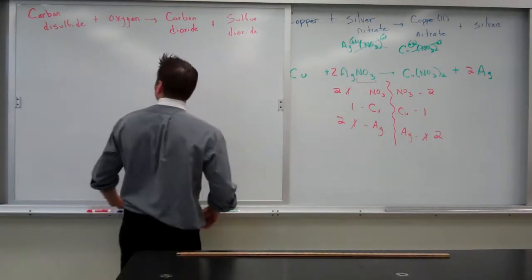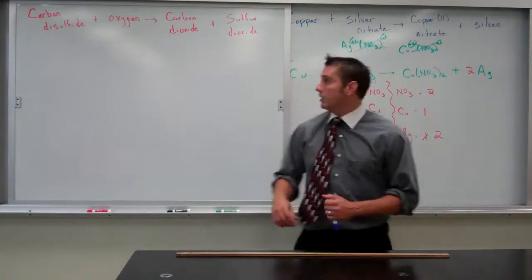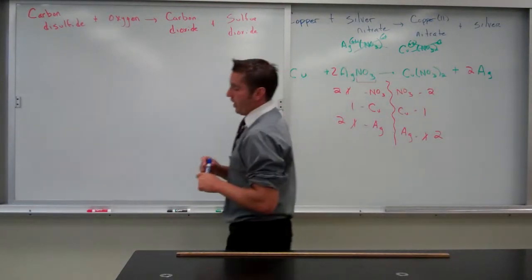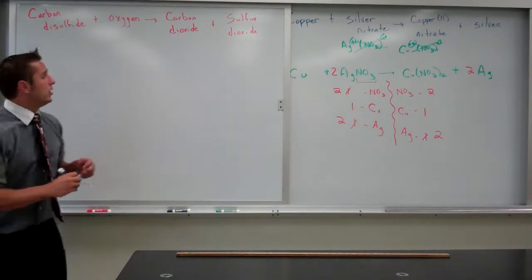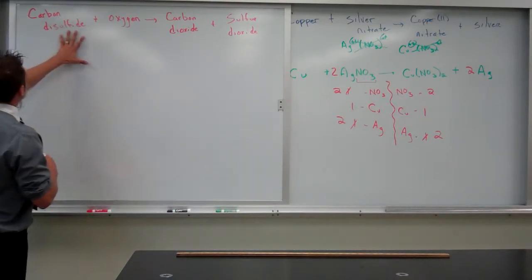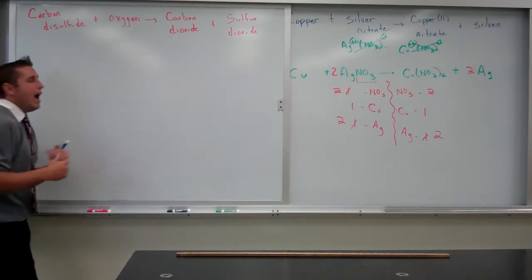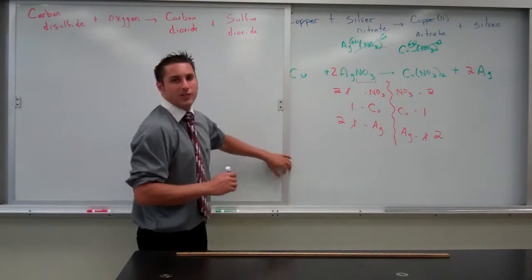Last one here. Carbon disulfide plus oxygen yields carbon dioxide plus sulfur dioxide. So as we take a look at this one, I ask myself first, carbon disulfide, element or compound? And the answer is compound. How do I know they're compounds versus elements?